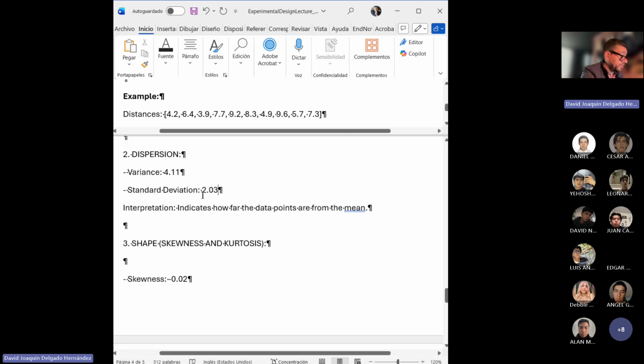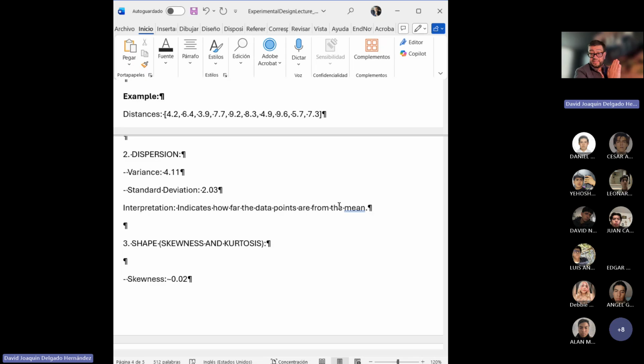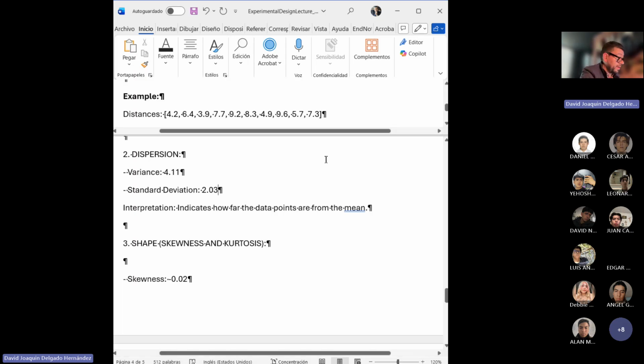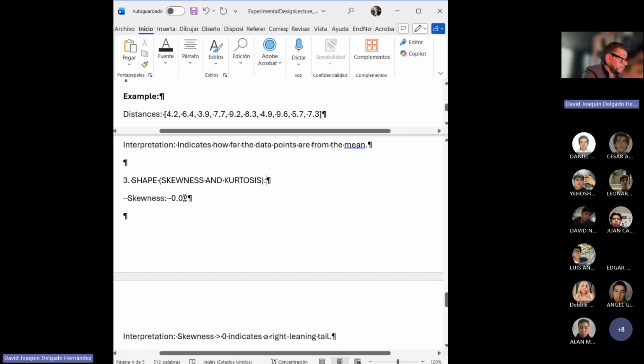And the interpretation, it indicates how far the data points are from the mean. If the variance is a large number, that means that the data is very far from the mean value, okay? If it is a small variance, that means that the data is not changing so much, it is close to the mean value. Okay, let us now talk about the shape, skewness, and kurtosis.